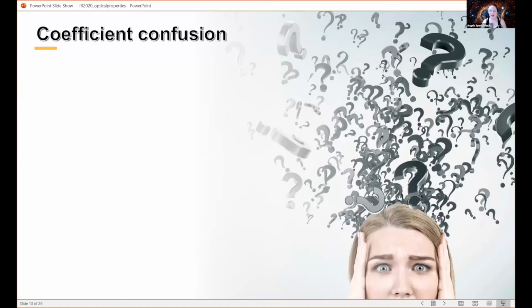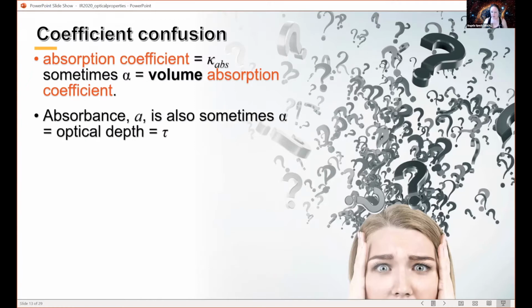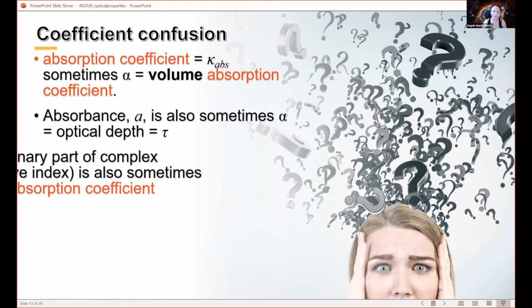There are so many things that are called absorption coefficients, so I just wanted to go over them briefly, as a reminder. We have the absorption coefficient. That's what I'm calling kappa. It's sometimes called alpha, and it's sometimes called the volume absorption coefficient. We have absorbance, which is also sometimes called alpha, because yeah, let's use the same symbol for two different things. And that's basically equivalent to optical depth. So the optical depth of a piece of material is quoted as absorbance. That is often what is published, especially in material science and earth science, in terms of what the property is that is being plotted in graphs and given to you.